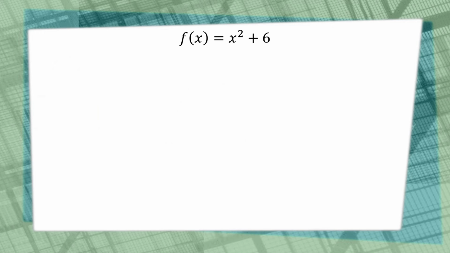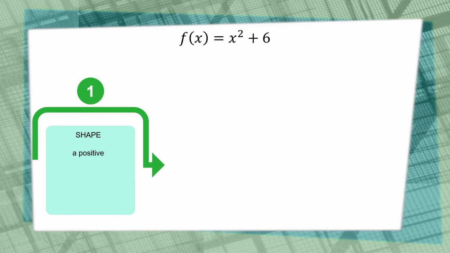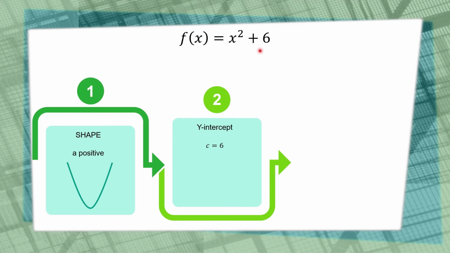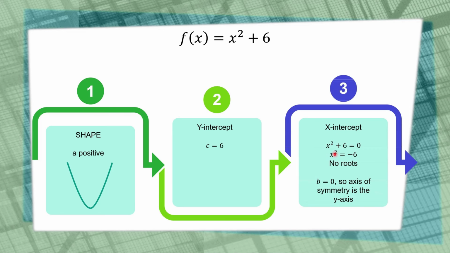Okay, so let's see the last example for this slideshow. We have f(x) is equal to x squared plus 6. The first one, look at the shape. The value of a is positive, so it is a smiley curve. Then we look at the y-intercept, so c is equal to 6. Here we have a is equal to 1, b is 0 because there is no coefficient for x, and c is 6. In order for us to find the roots, or x-intercepts, we solve x squared plus 6 is equal to 0.